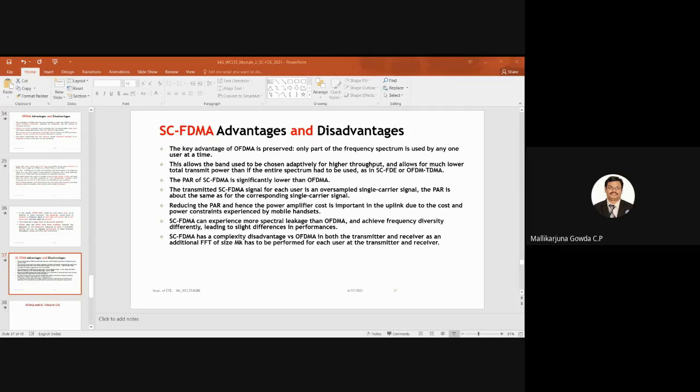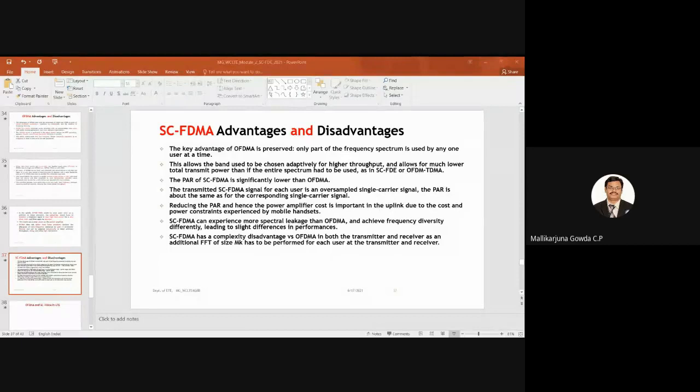Okay. So in this SC-FDMA, each user will be communicating with the base station, right? So only part of the frequency spectrum is used by any one user at a time. That is the thing. And another thing is, because of this, it allows the band for the user to be chosen adaptively for higher throughput and allows for much lower total transmit power than if the entire spectrum has to be used. Okay. So that is what is happening in SC-FDMA or in OFDM TDMA.